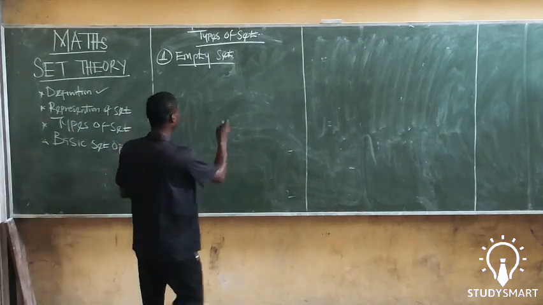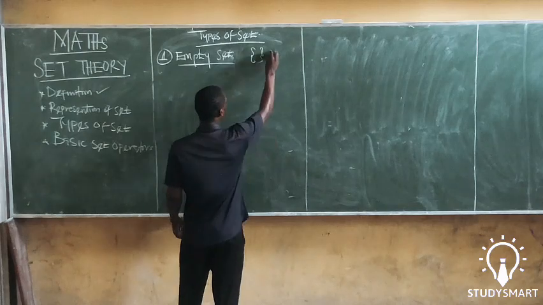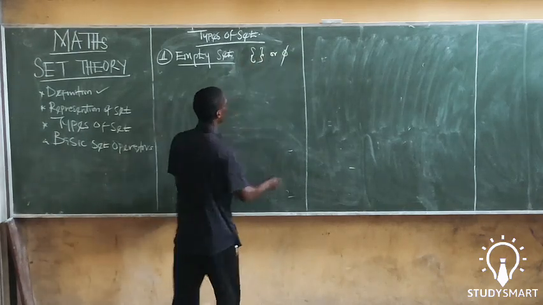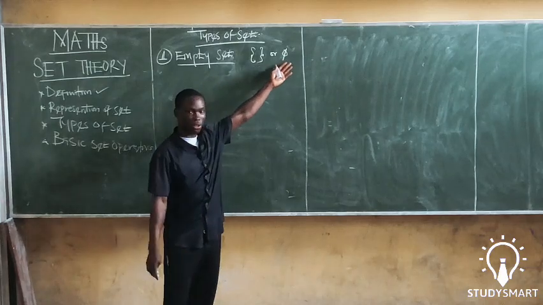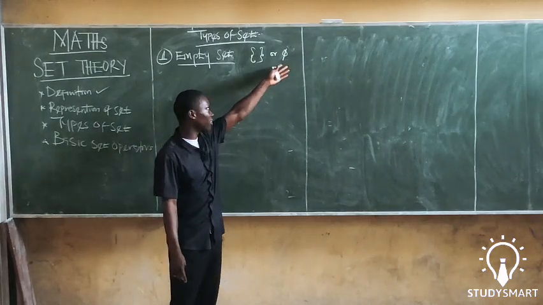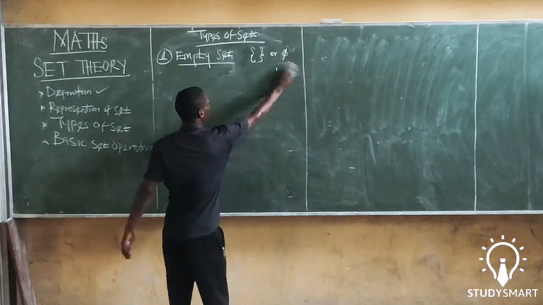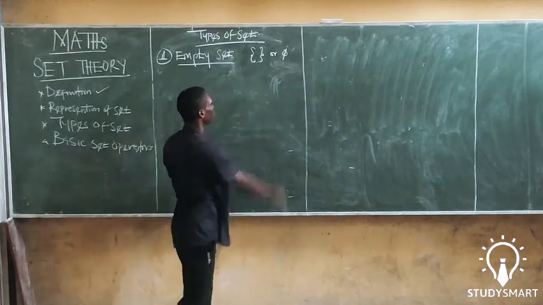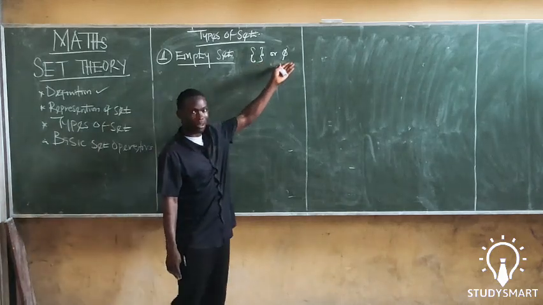And it is represented by this or this. You can either represent it in this form or you represent it in phi. This is phi, the Greek symbol. So you can either represent an empty set using this or this.